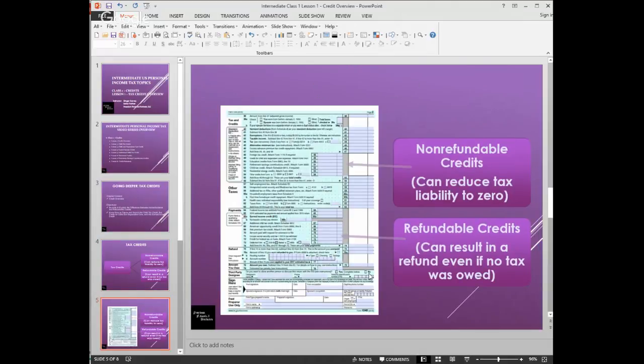So the two sections, you can see here, this section up front is where the non-refundable credits are listed, and they can reduce the tax liability to zero. And then down here in the bottom section is where the refundable credits are, and they can result in a refund even if no taxes are owed.